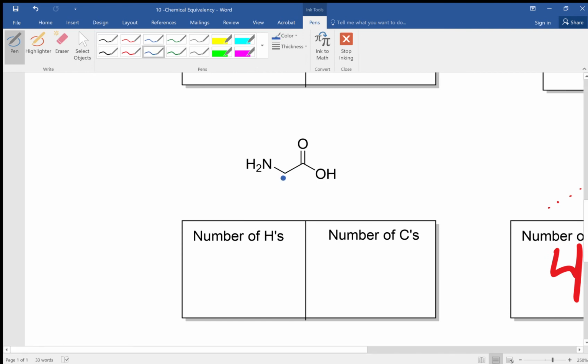In this case, we have a molecule that has only 2 carbons. And I think it's pretty clear that they're different. One of them's bonded to a nitrogen, the other one's bonded to oxygens. Now, what about the hydrogens? So we have these 2 hydrogens here on a carbon. Those are the only hydrogens on carbon in the molecule.